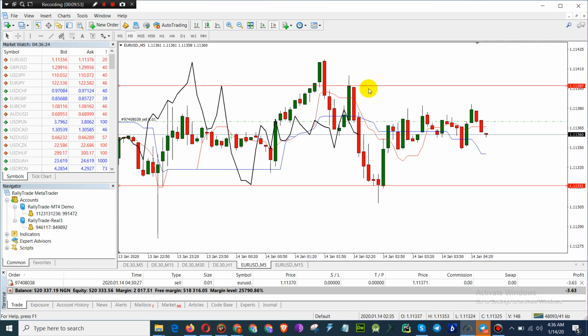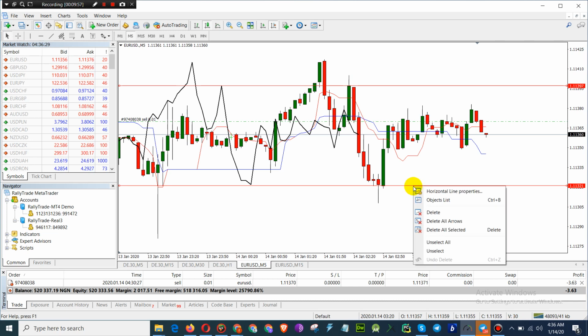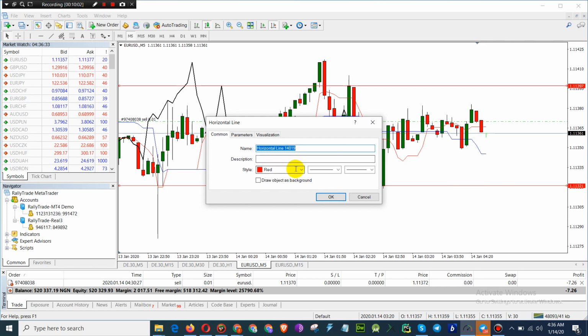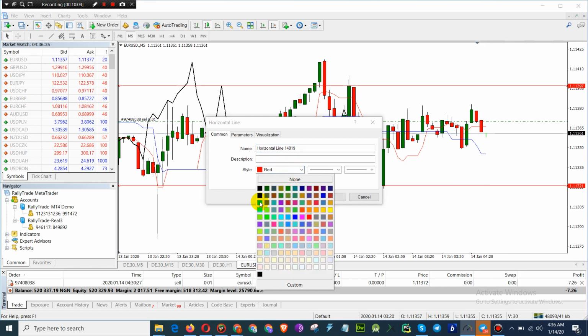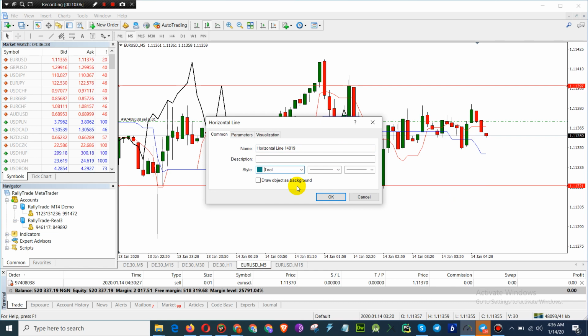So now I'm going to set, let me change this, our take profit. I want to change it to green so that it will be understandable that it is for take profit. Okay, let me change it to green.